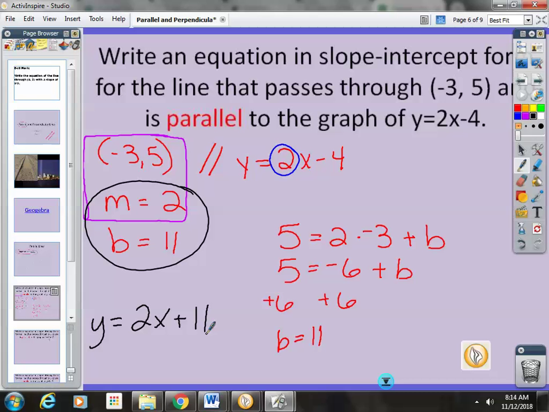So I'm going to open Desmos real quick. And what I want to do is I want to prove to you guys that that equation and that equation really are parallel. And that our equation right here, it really goes through the point of negative 3, 5.